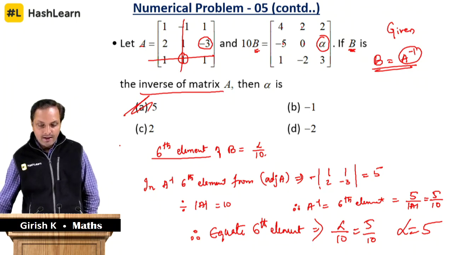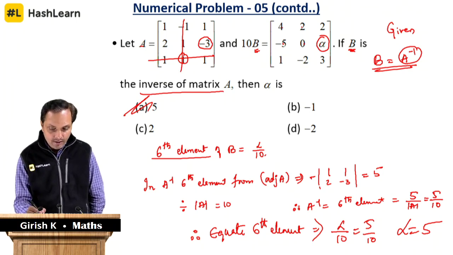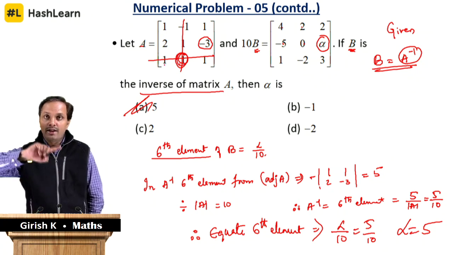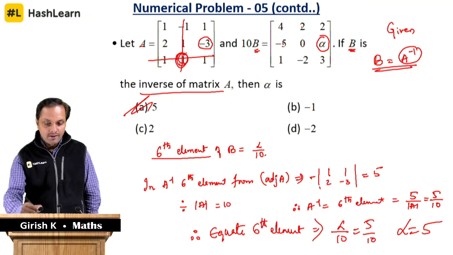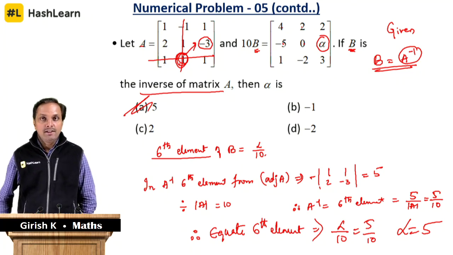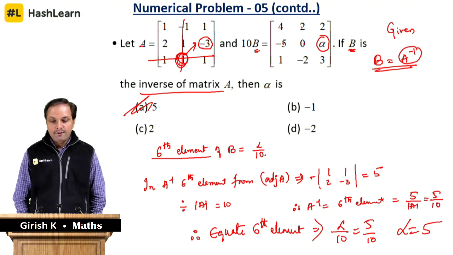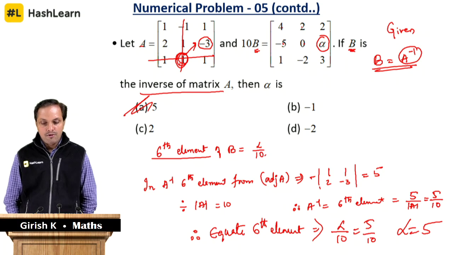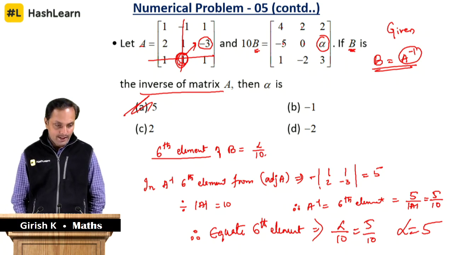So why am I taking the cofactor for 1? Because this element, once you take adjoint A, shifts to the sixth element. That is the reason you need to take the cofactor for 1, which is present in the third row, second column. That one you need to take.